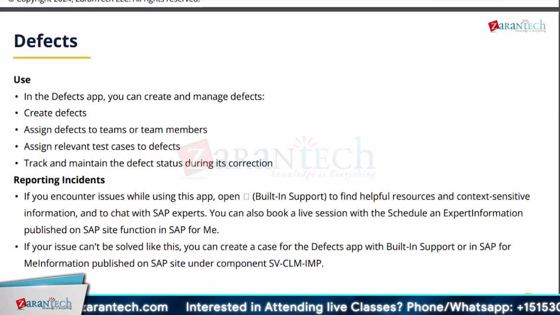So you have to attach it to a test case. Only then does that defect have relevance; otherwise there is no relevance. Again, you can track and maintain the defect status during a correction. The defect status also has to be moved manually. Once you have assigned it to the developer, he or she will work on it, and once it is ready for testing, they again have to change the defect status. So in that way, the defect app works. We'll see all of this in the demo.